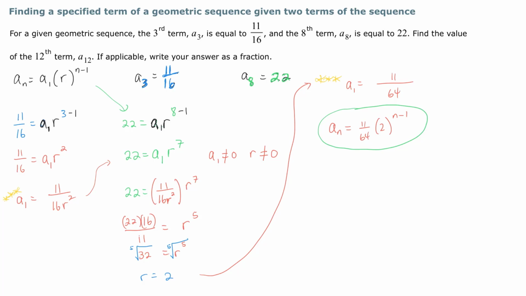Remember, a sequence is a function. So our output value is what? The expression that we're looking for is a sub 12. Let's find a sub 12, which is just 11/64 times base 2 raised to the 11th power. And of course, you could put that into your calculator and figure that out. 22528 over 64. This is reducible by 4, so let's write the expression again.